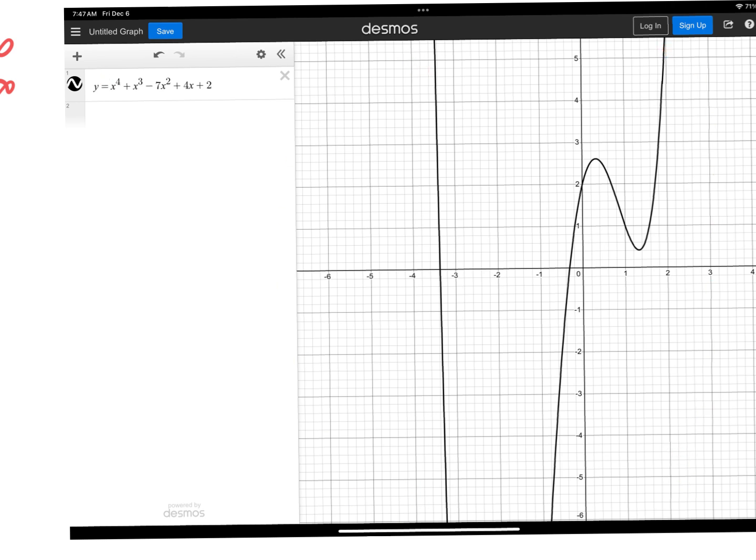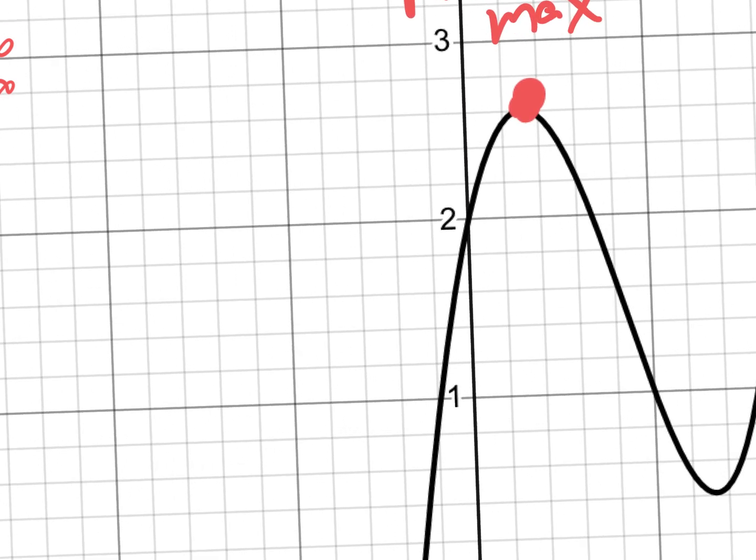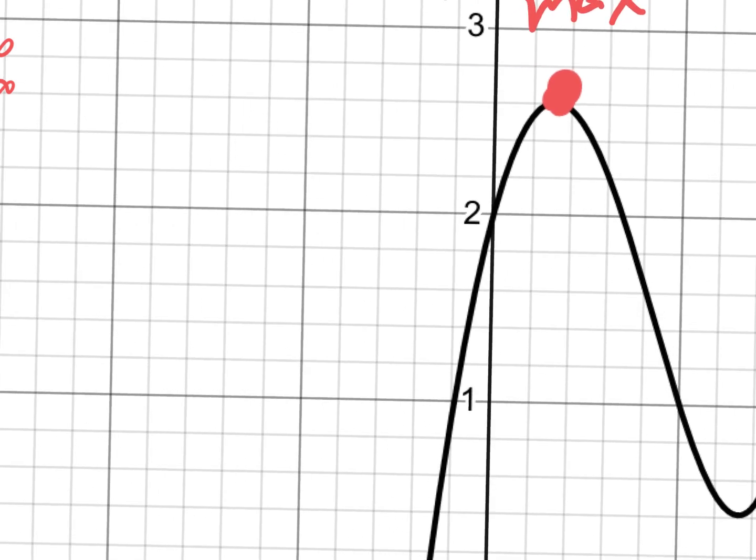Since we're on this graph, I'd like to review some vocab. What would I call this point right here? What would I call that point right there? That is a relative max value, okay? Relative max. What does that mean? That means that it is a maximum value, but relative just to this little area, right?